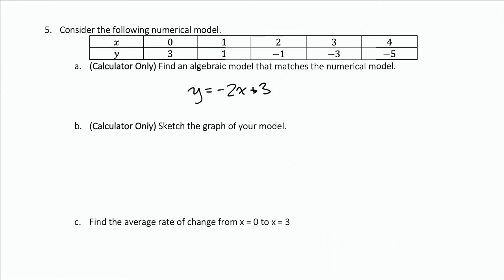All right, so there's our algebraic model. For the sketch of our model, of course, we know we can sketch the graph of a line. This is a y-intercept of 3 and a slope of -2.